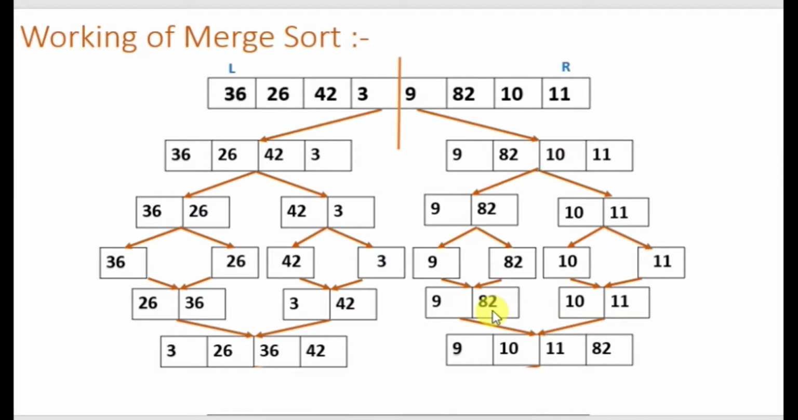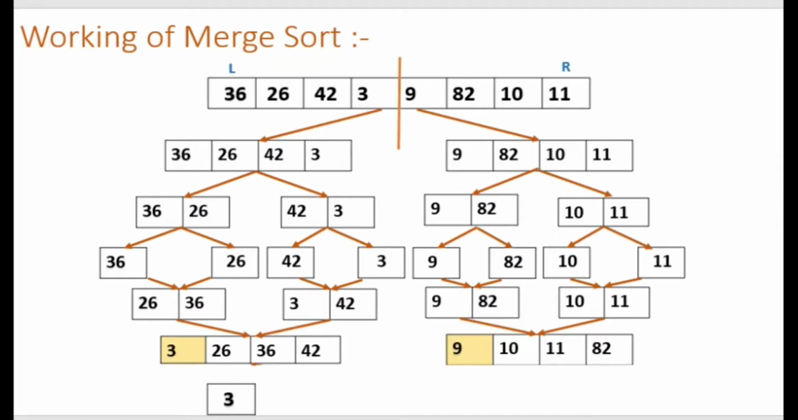After performing the merge procedure on these two sorted lists, we will get 9, 10, 11 and 82 as a sorted sublist. Now we have two sorted lists: 3, 26, 36, 42 and 9, 10, 11, 82. Again the merge procedure will get applied on these two sorted lists and then we will get the final result. 3 will get compared to 9, so 3 is lesser, so we will get 3 in the final result.